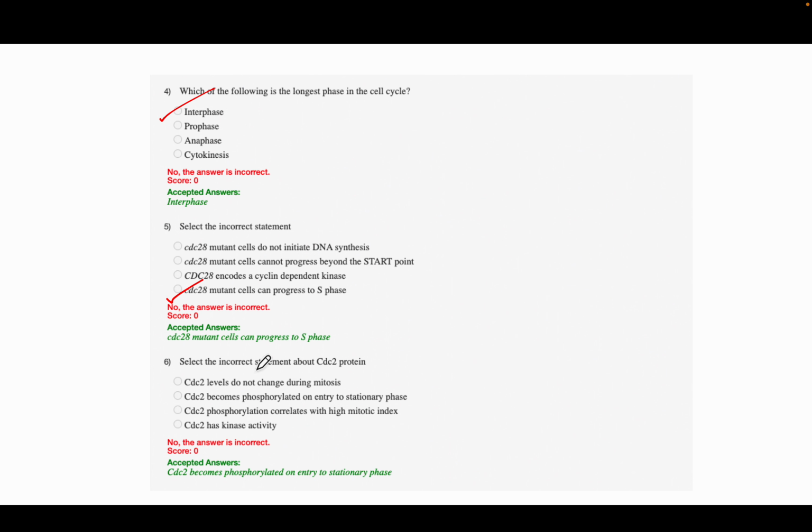Next question is to select the incorrect statement about CDC2 protein. CDC2 levels do not change during mitosis. CDC2 becomes phosphorylated on entry to stationary phase. CDC2 phosphorylation correlates with high mitotic index. CDC2 has kinase activity. So the incorrect statement is that CDC2 becomes phosphorylated on entry to S phase.